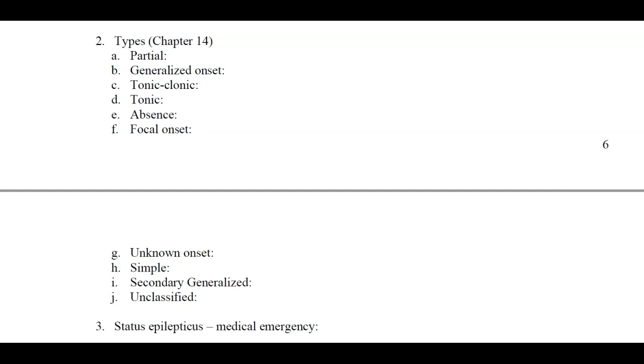There are several subtypes of generalized seizures. Tonic-clonic seizure begins with muscular contraction throughout the body. This is the tonic phase. Contraction is tonic, and it progresses to alternating contraction and relaxation. Relaxation is the clonic phase, and that's why it's called tonic-clonic. So it starts with a contraction phase followed by an alternating contraction and relaxation phase.